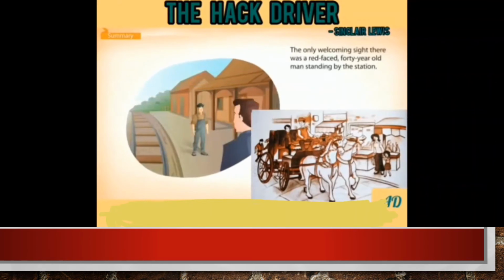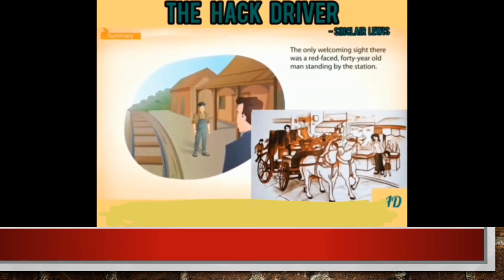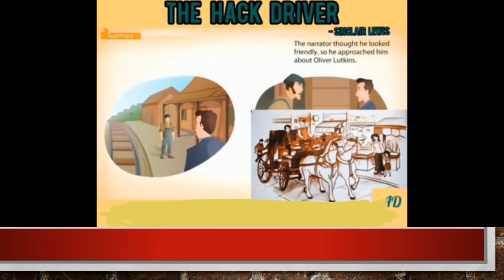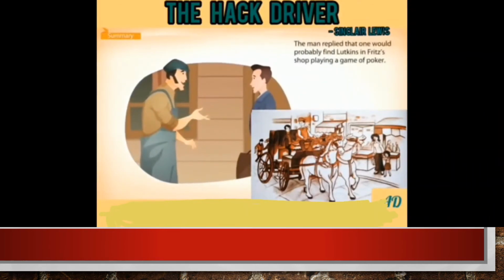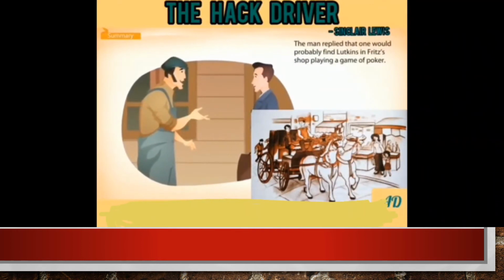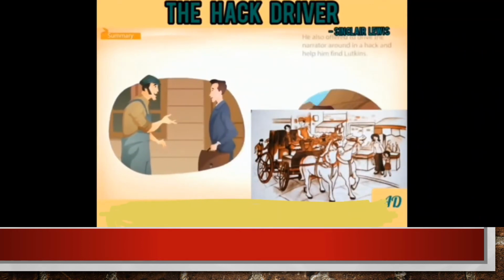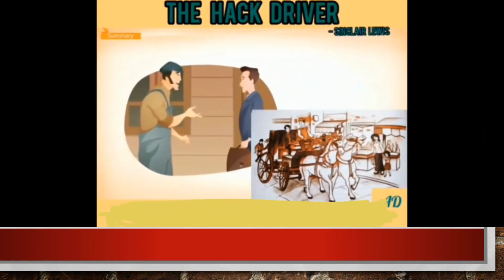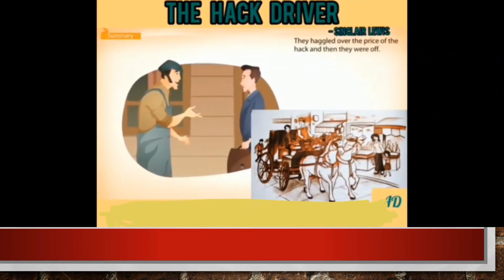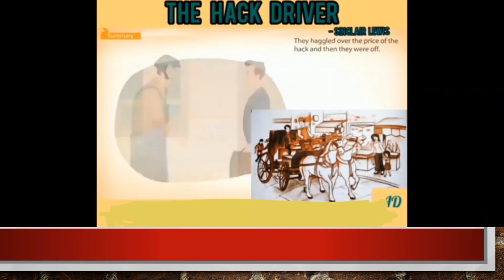The only welcoming sight there was a red-faced 40-year-old man standing by the station. The narrator thought he looked friendly, so he approached him about Oliver Lutkins. The man replied that one would probably find Lutkins in Fritz's shop playing a game of poker. He also offered to drive the narrator around in a hack and help him find Lutkins. They haggled over the price of the hack and then they were off.